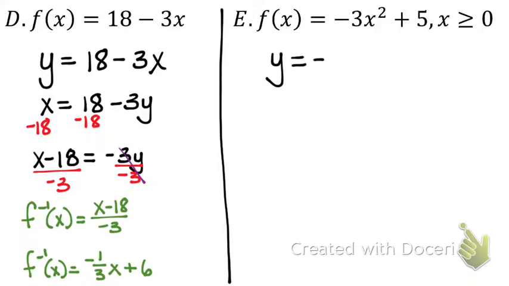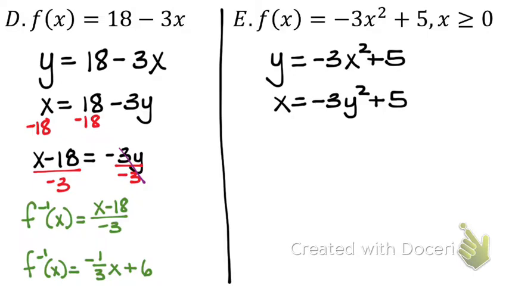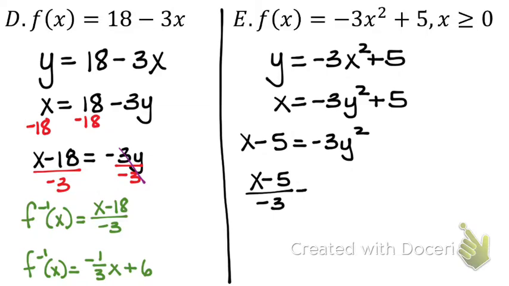So we have y equals -3x squared plus 5. Switch your x and y. Okay, so we have 3 steps. What would be the first step? Subtract the 5. And then after you do that, what would you do? Divide both sides by -3. So that would be x minus 5 over -3. And then you would take the square root.